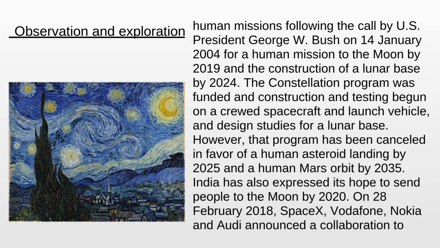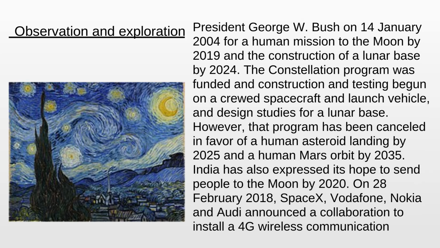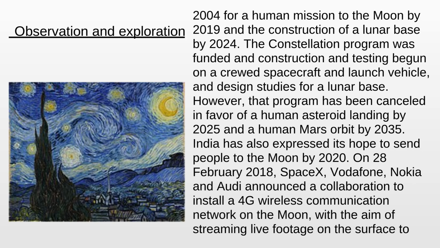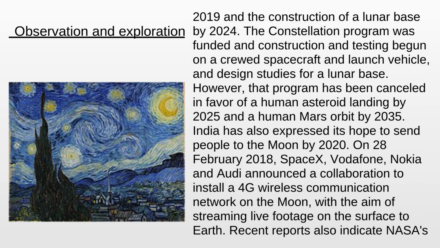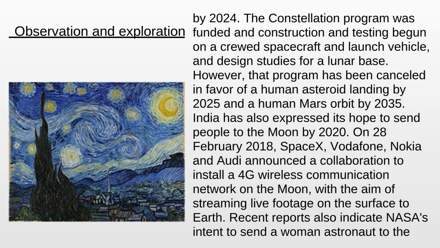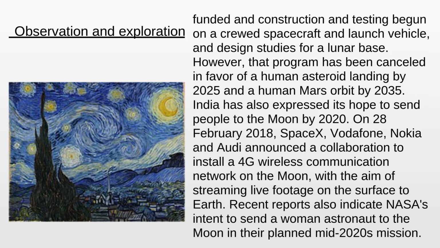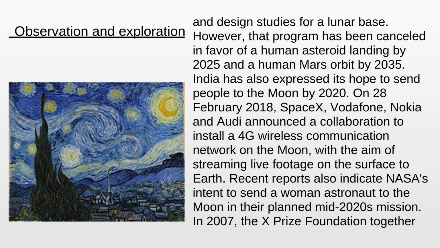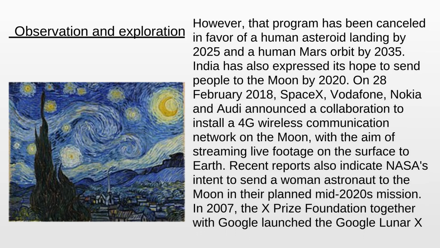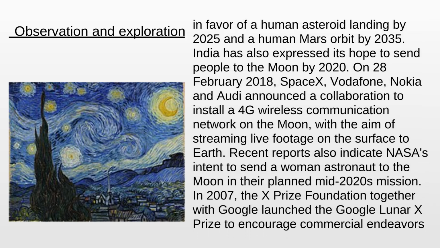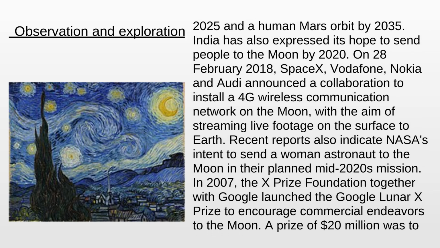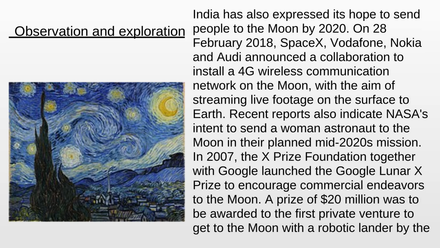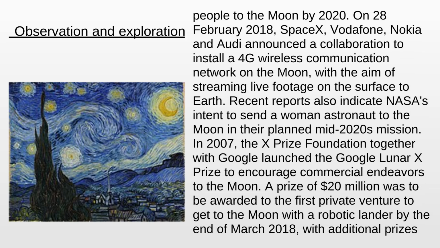NASA began to plan to resume human missions following the call by U.S. President George W. Bush on January 14, 2004 for a human mission to the Moon by 2019 and the construction of a lunar base by 2024. The Constellation program was funded and construction and testing begun on a crewed spacecraft and launch vehicle, and design studies for a lunar base. However, that program has been cancelled in favor of a human asteroid landing by 2025 and a human Mars orbit by 2035. India has also expressed its hope to send people to the Moon by 2020.